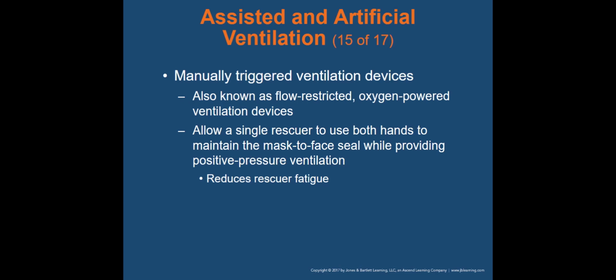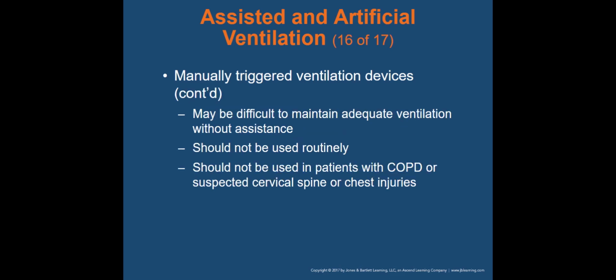Manually triggered ventilation devices, also known as flow-restricted oxygen-powered ventilation devices. They allow a single rescuer to use both hands to maintain a mask-to-face seal while providing positive pressure ventilation. It does reduce rescuer fatigue. However, there are some disadvantages, including being difficult to maintain adequate ventilation without assistance.